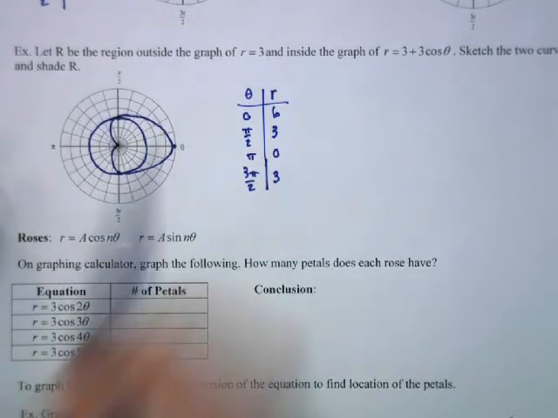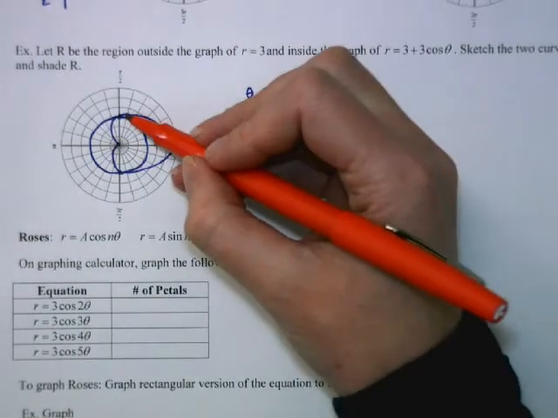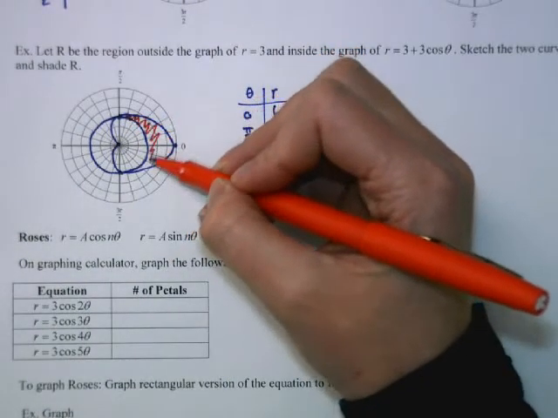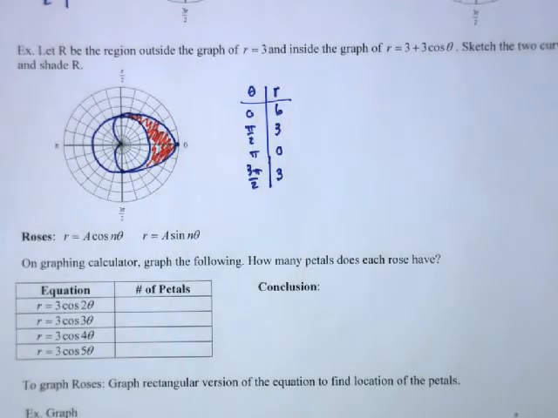So the cardioid looks something like that. And we want the area outside of the circle, but inside the cardioid. So we're looking for something like this. Now, if you take calculus, you will learn how to find the area of something like that.